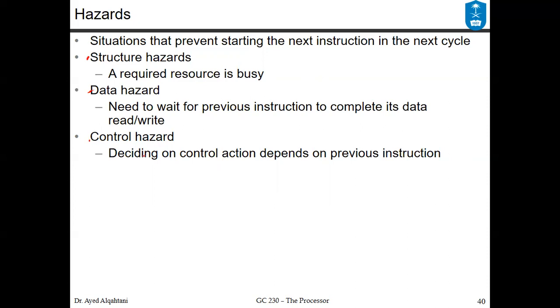The control hazard happens when you are deciding on a control action which depends on the previous instruction. And this happens on the branch. You're not sure in the branch: is the branch going to be taken and you jump somewhere else, or not taken and you go to the next instruction? So these cause delays in the pipeline because you need to wait.